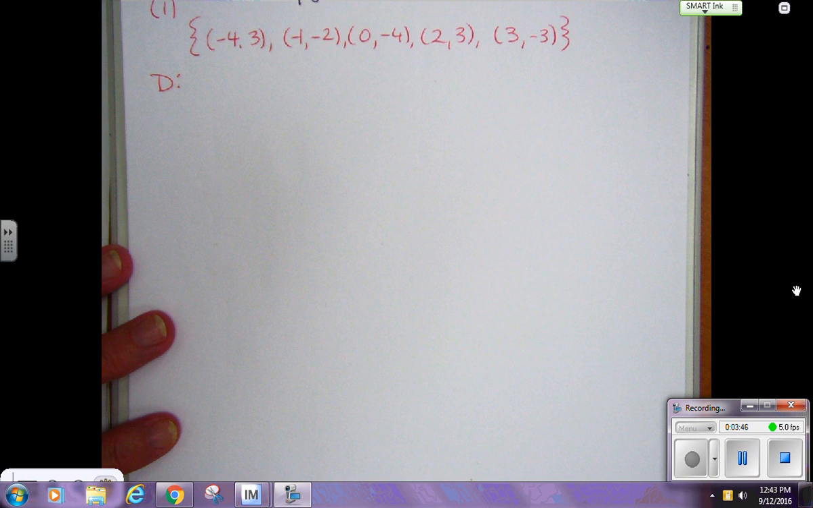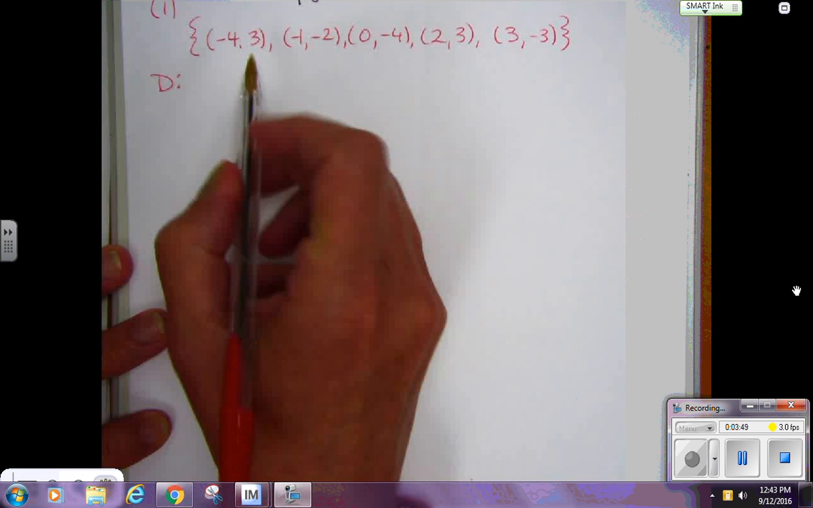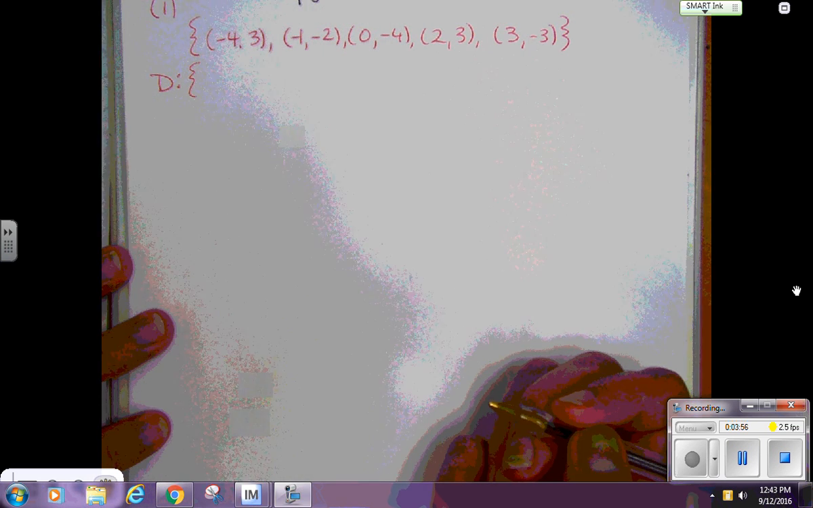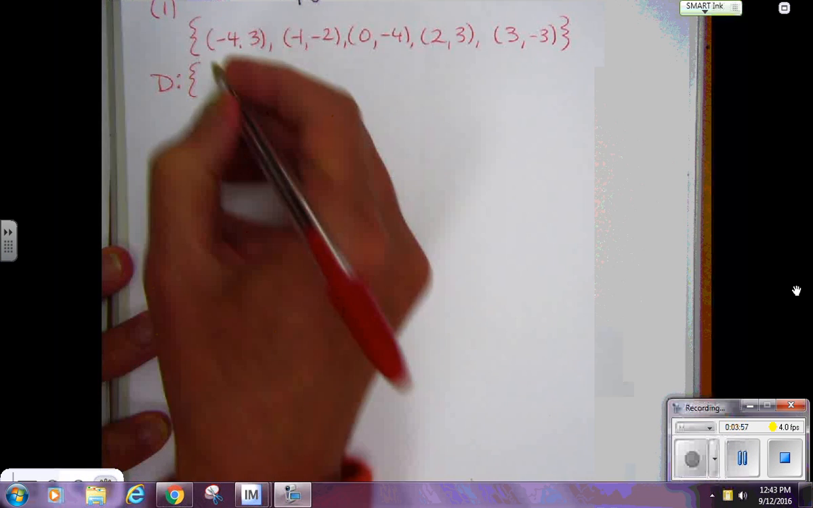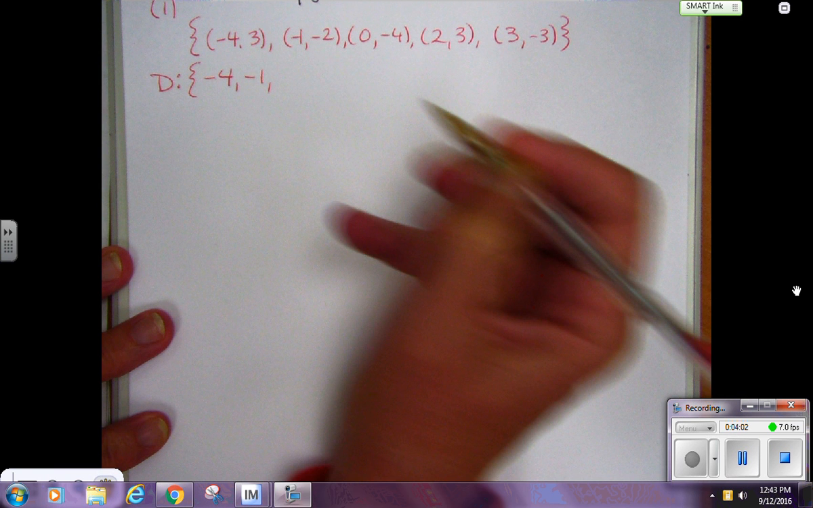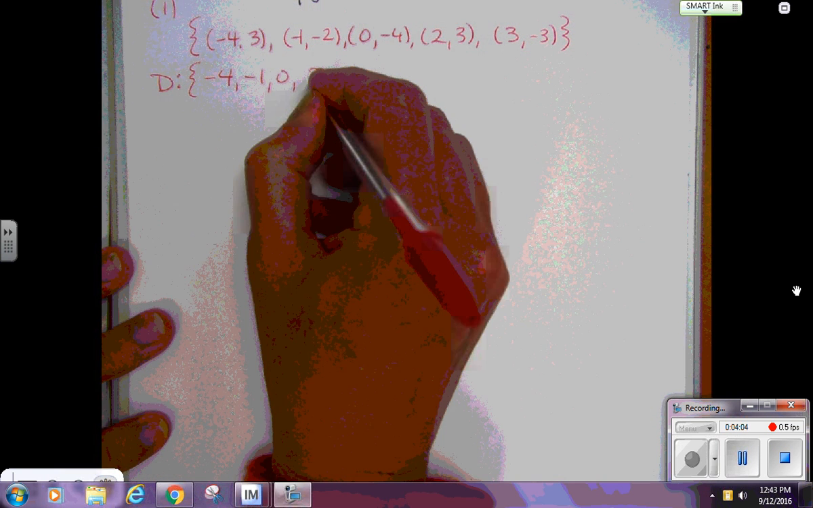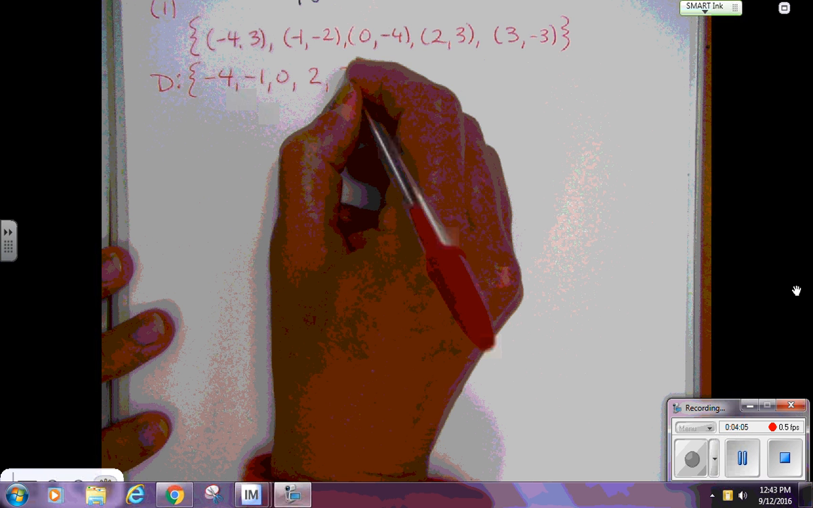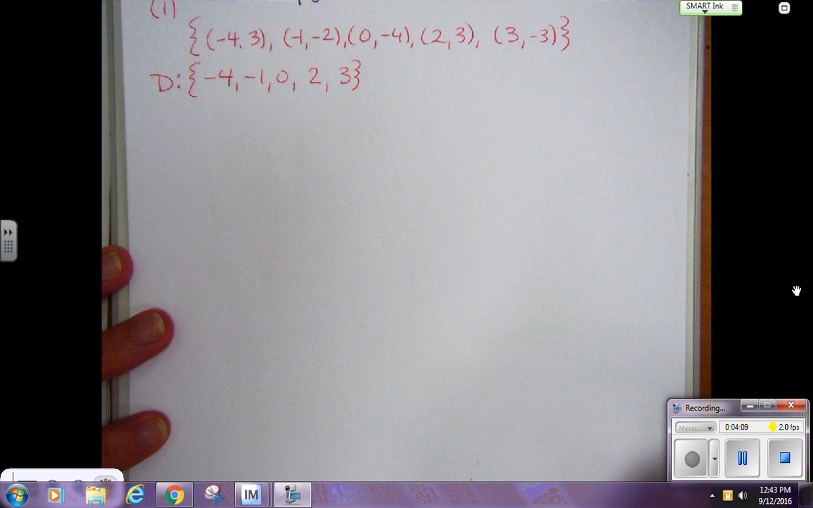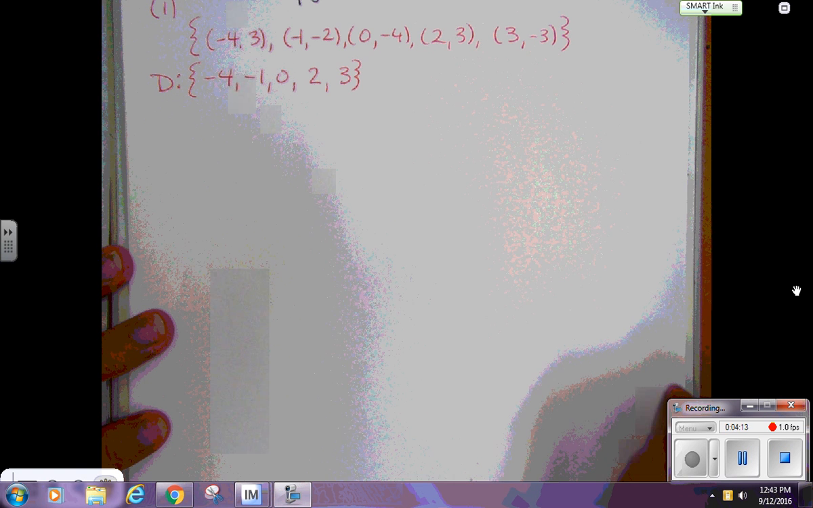Okay, so your domain is just all of the x values in your points. The way that you write it out is you use the squiggly bracket, just like they present it to you. And we're just going to list all of the x values: -4, -1, 0, 2, and 3. You could just write them in the order of the ordered pairs. You don't have to try to organize them in any certain way. If you do, that's fine. If you don't, that's okay.